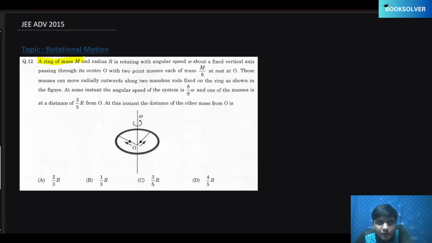We are given a ring of mass m and radius r which is rotating with angular speed omega about a fixed vertical axis passing through the center O, with 2 point masses each of mass m by 8 at rest at O. These masses can move radially outwards along two massless rods fixed on the ring, as shown in the figure. At some instant the angular speed is 8 by 9 omega and one of the masses is at a distance of 3 by 5 r. At this instant, the distance of the other mass from O is?